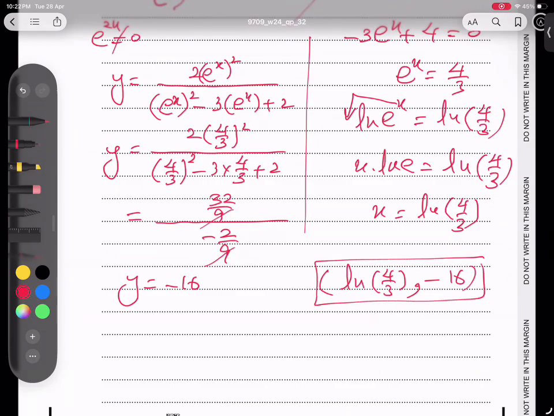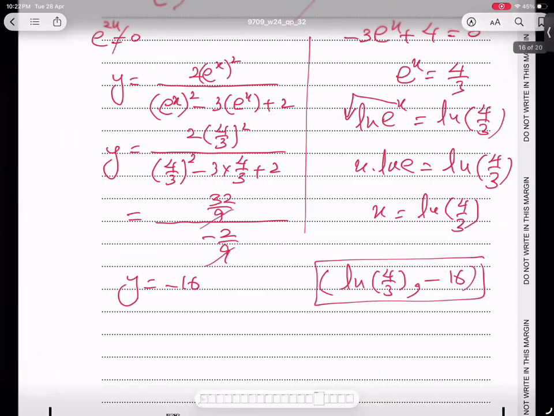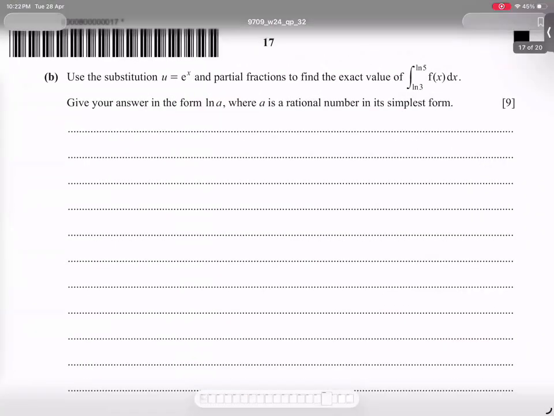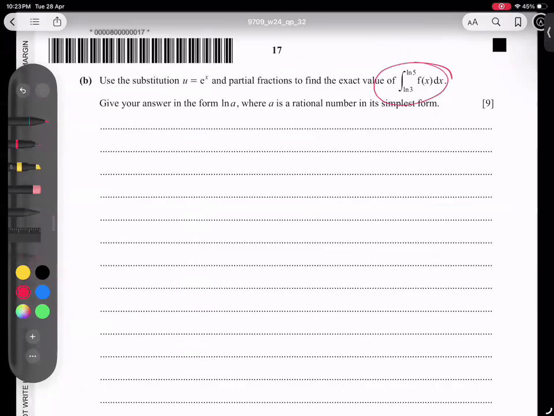And let's go for the next part of the question, which is on the next page. He is asking us to use substitution and find the exact value of this. So use substitution: u is equal to e^x. Topic is integration, but I will start with differentiation. du over dx, what is the derivative? First copy, it multiplies there. So du is equal to e^x dx.